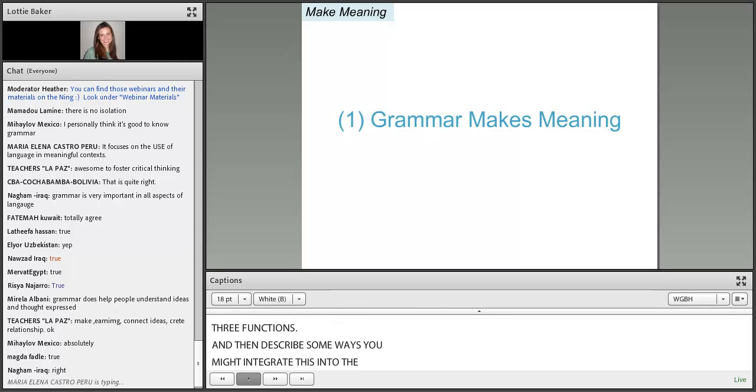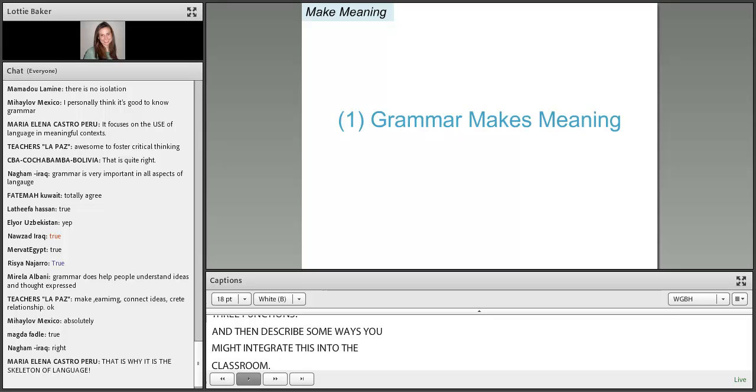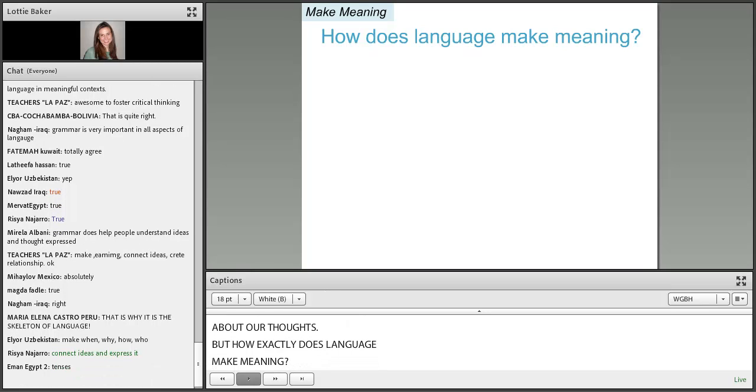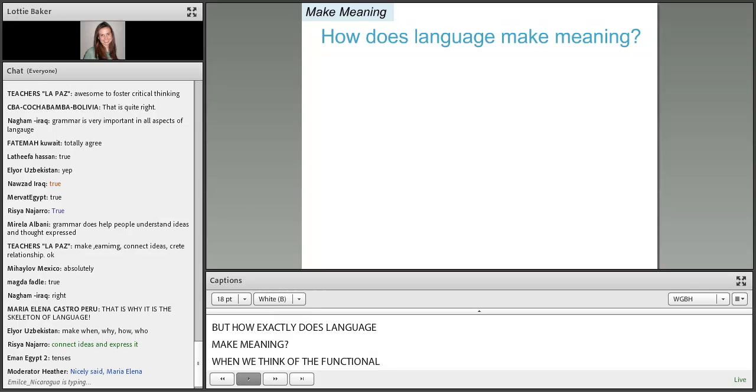First, let's talk about how grammar makes meaning. By make meaning, I mean express ideas or thoughts. This might seem like the most obvious task. We use language to tell about our thoughts. But how exactly does language make meaning? When we think of the functional approach, we can say that language makes meaning through big, meaningful chunks of language.